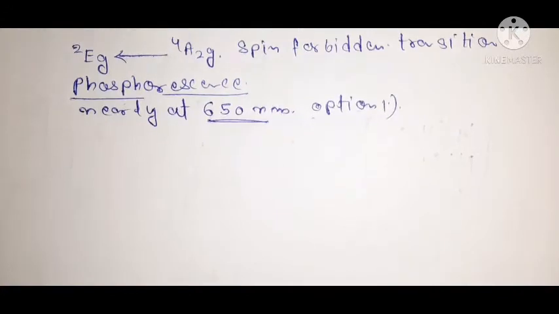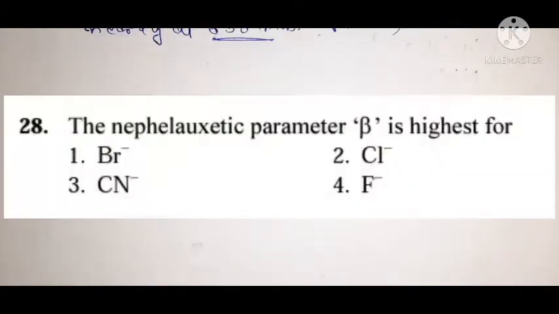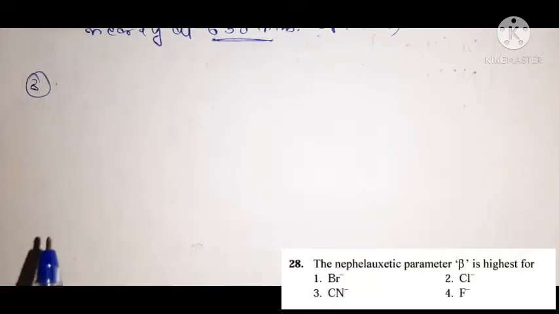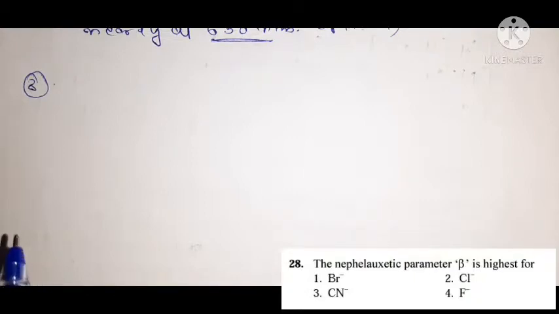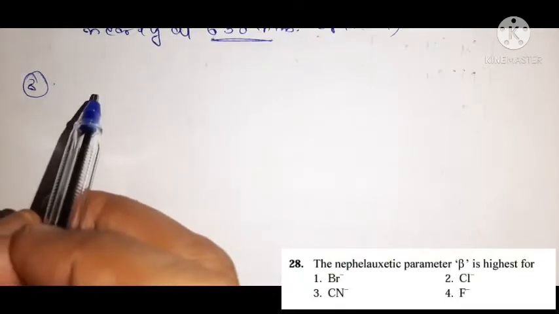Understand? Okay, so now we move towards our next question. It says the nephelauxetic parameter beta is highest for, and you have 4 options. This question is coming for 2 marks, so it is also related to your part B. So let's do the solution of this question. Here they ask you about the highest beta value, for which ligand. That is known as the nephelauxetic parameter. What factor decides the nephelauxetic parameter? The factor is the polarizability of the ligand. This is a general concept for obtaining the value of beta.